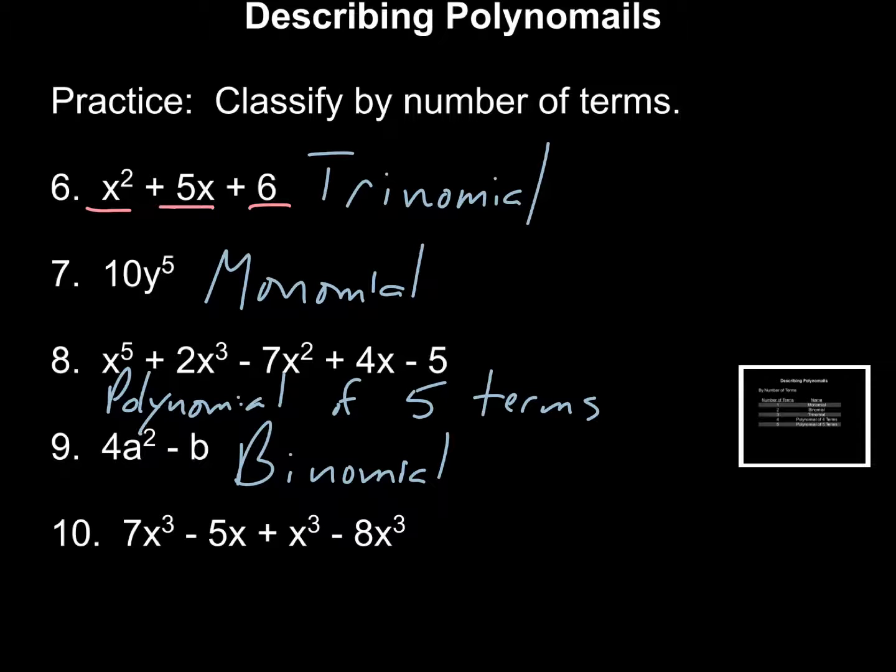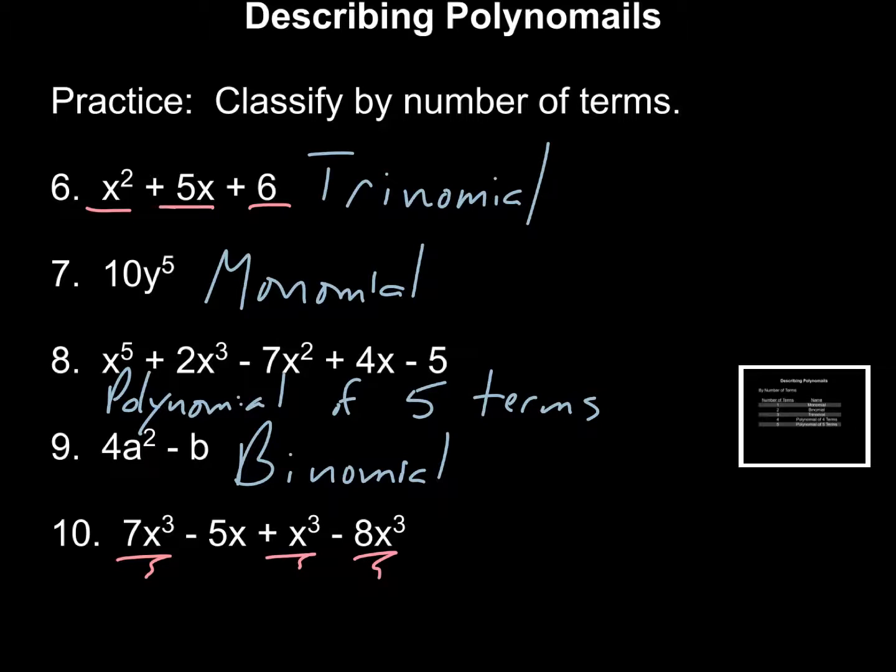All right, and finally for number 10, what do you think number 10 will be? This one makes you think a little bit more, I hope. Can I simplify number 10 at the start? Yeah. So we want to do that first. So I'm going to look for like terms. And in this one, I actually have 3 terms that are x cubed that we'll be able to combine. So 7x cubed plus x cubed, that would be 8x cubed.